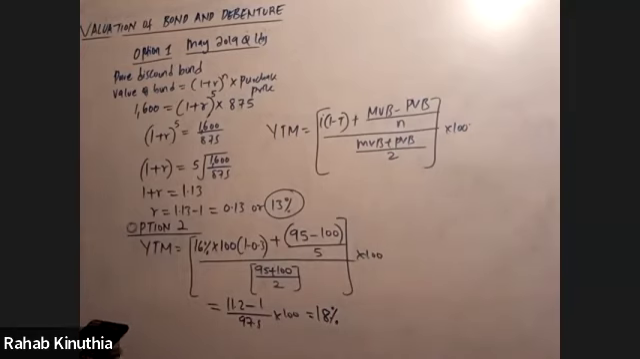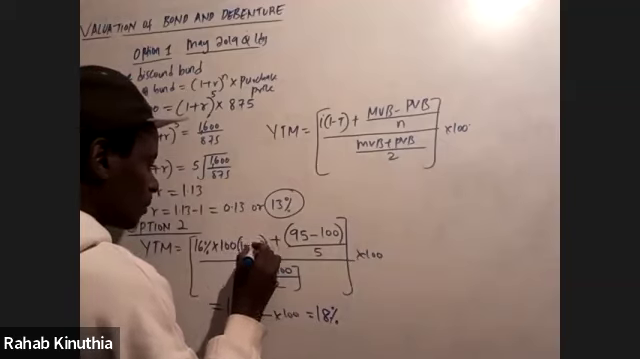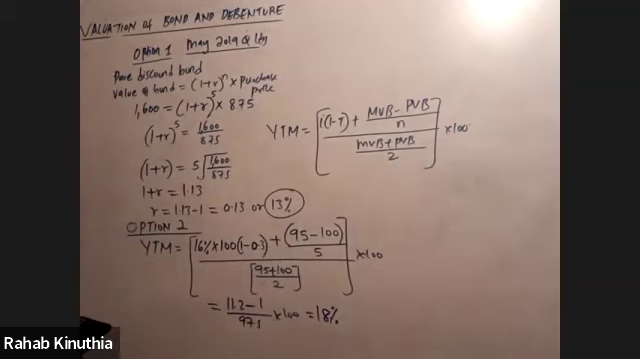Then hii mimi nilipata 16%, hii 16% times 100. Ni 16%, 0.16 times 100 times 0.7. It's 11.2. Inabaki, hii ni 1 minus tax. Mimi napata 10. Sijui wewe unapata ngapi? 10%.